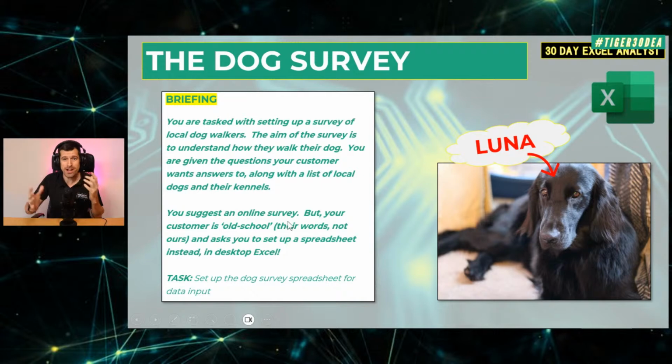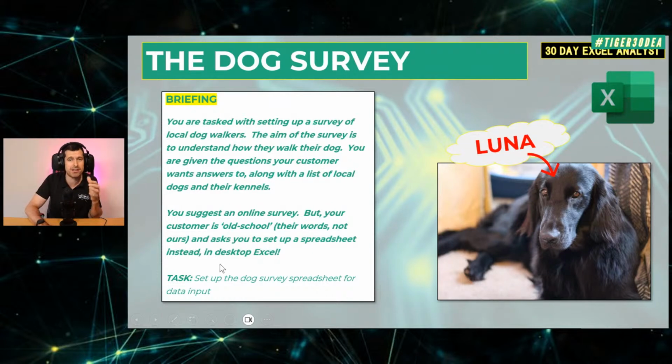You suggest an online survey. You've done the 30-Day Excel Analyst course. The modern, smooth, user-friendly way to do this is using an online form. But your customer is old school, their words, not ours, and asks you to set up a spreadsheet instead in desktop Excel. This is inspired by a current dialogue I'm having with a customer. I'm trying to get them to use online forms, and they literally use the term old school. They're not too keen on it.